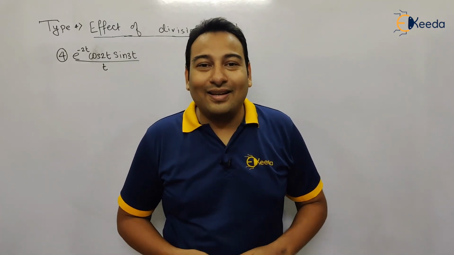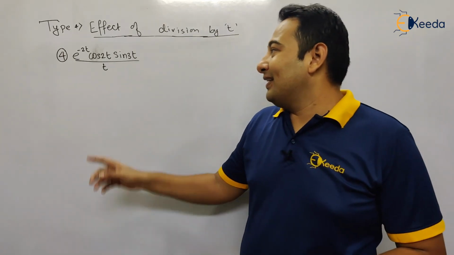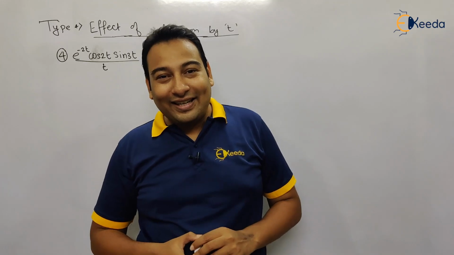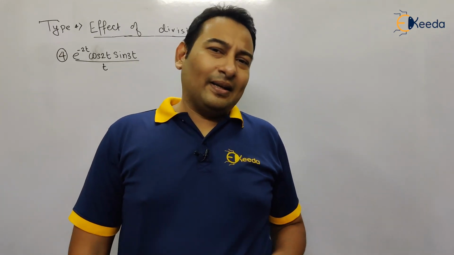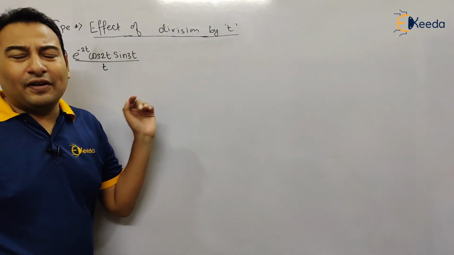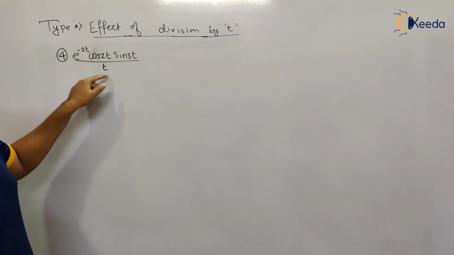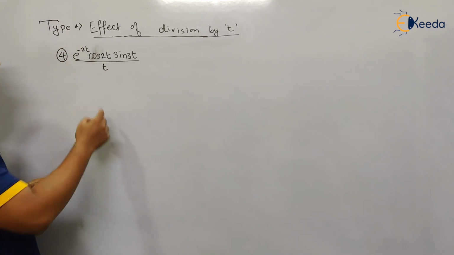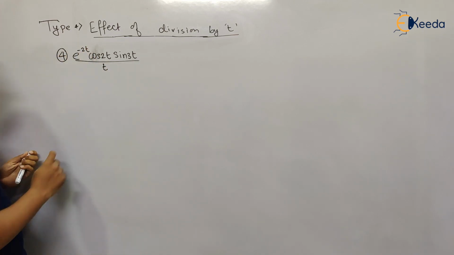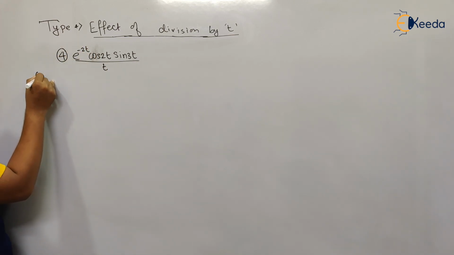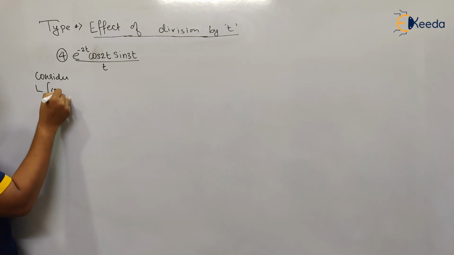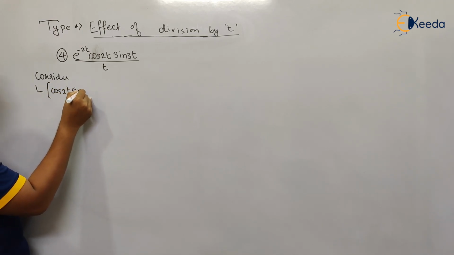Welcome back friends. Let's discuss problem number 4, that is e raised to minus 2t cos 2t sin 3t upon t. Let us start. First of all, identify the properties given in the problem. This is your division by t, this is your FSP. So without wasting time, forget about this, you are left with the Laplace of cos 2t into sin 3t.